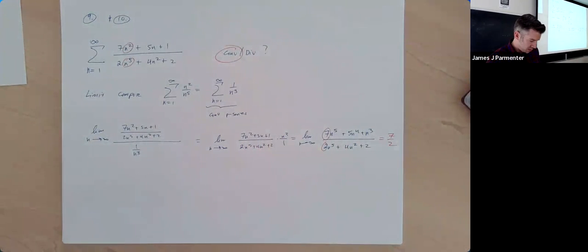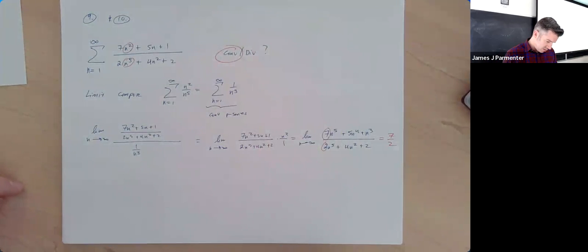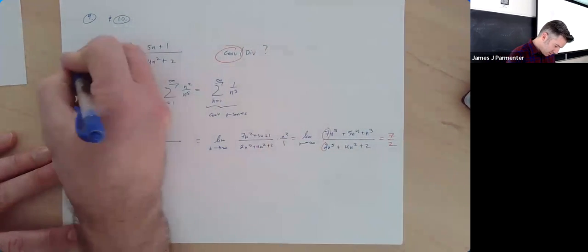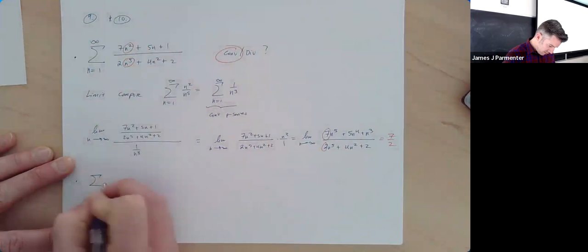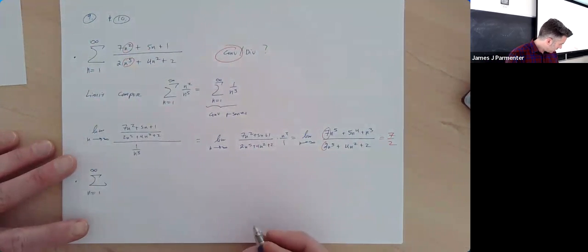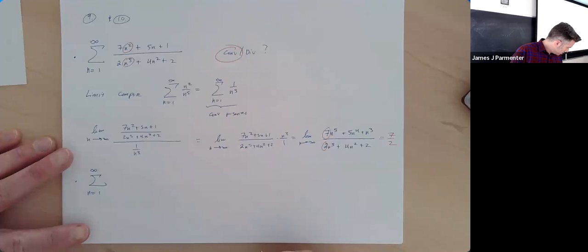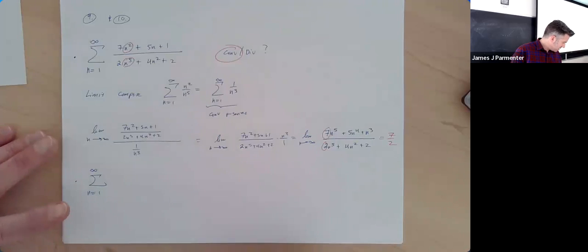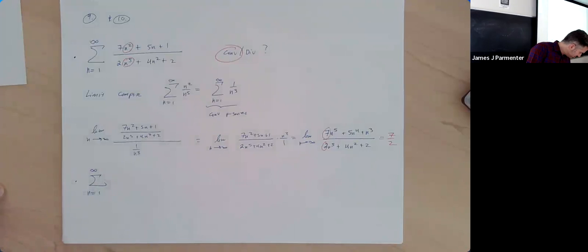Let's look at 2 more examples. Let's say I want to do the sum from n equals 1 to infinity. Maybe more than 2 more examples. That is interesting. Sorry, I see me.